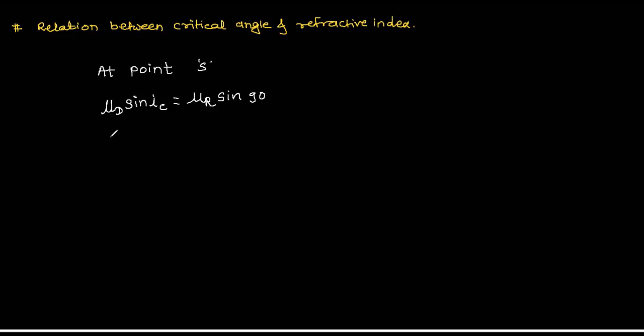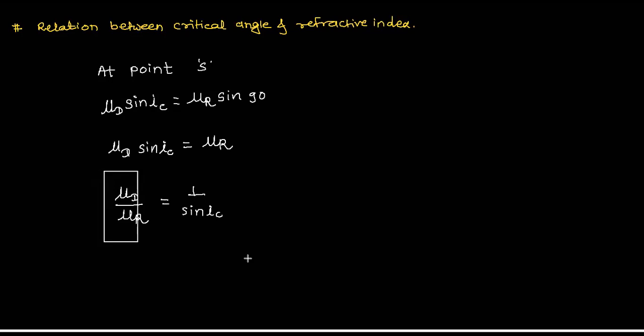So therefore sine 90 is equal to 1. So this is going to be mu r, and this is mu d into sine of IC, right? So if I transfer this mu r here and this sine IC to this side, then we get mu d by mu r is equal to 1 by sine of IC. This is the relation between refractive index and critical angle.